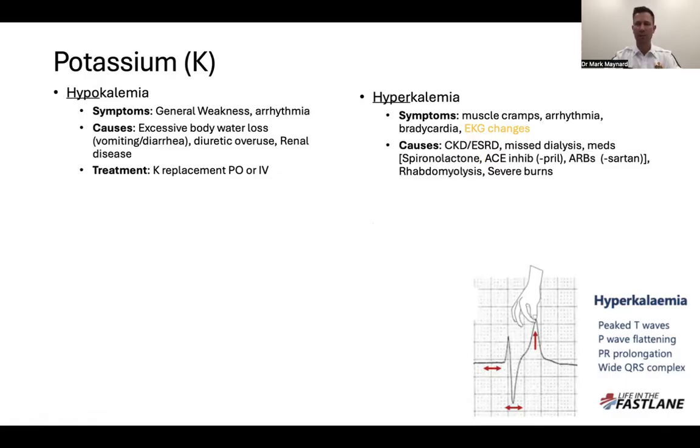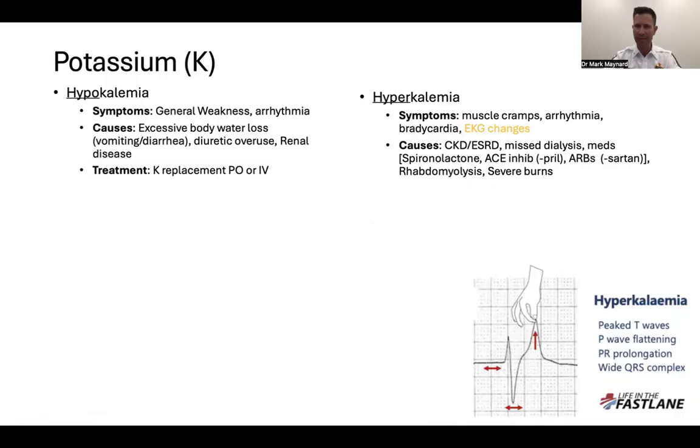And what are the causes? Well, we know that end-stage renal disease, they can't get rid of potassium through the kidneys, and so it tends to accumulate, especially if they miss dialysis. There are certain medications that can cause elevated potassium, such as spironolactone. This is what's known as a potassium-sparing diuretic. And you'll see that a lot of the cirrhotic patients will be on spironolactone. It's also known as Aldactone.